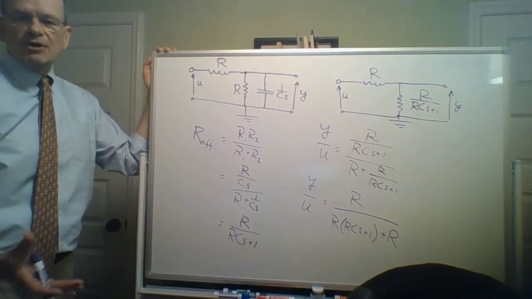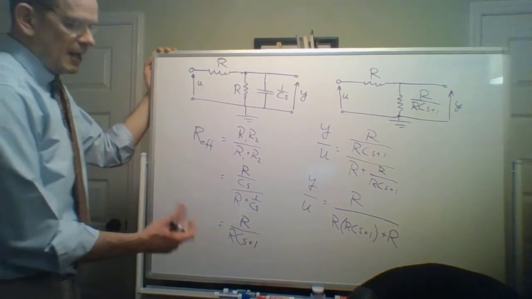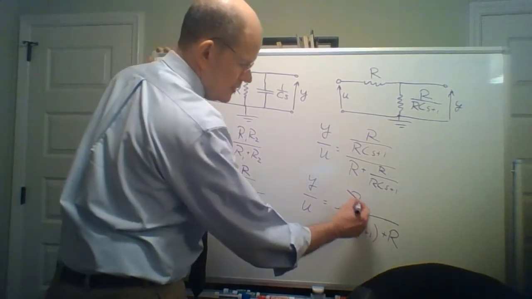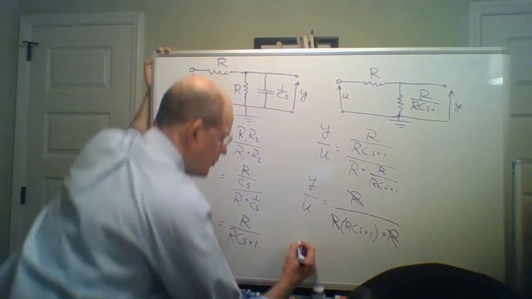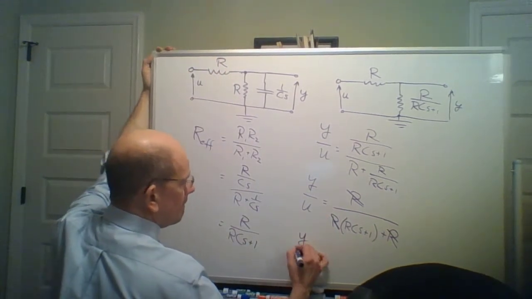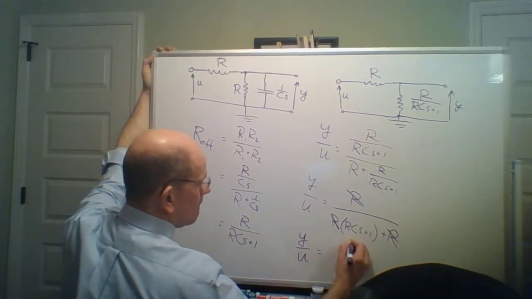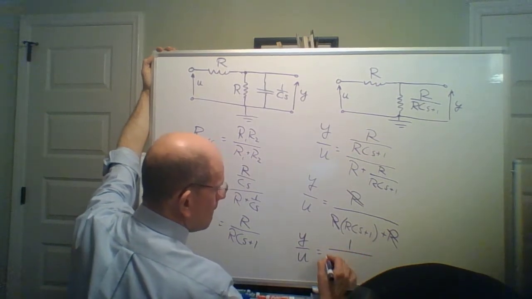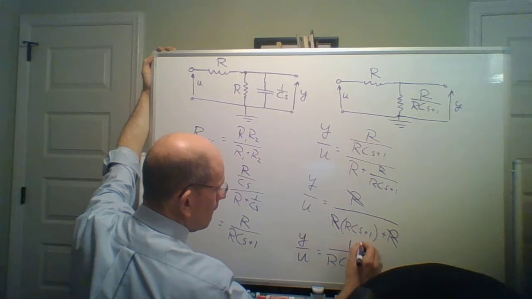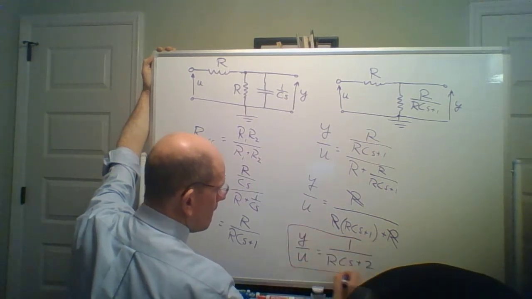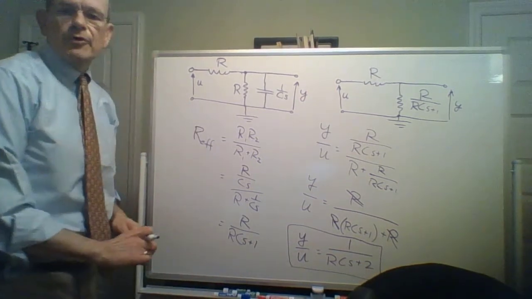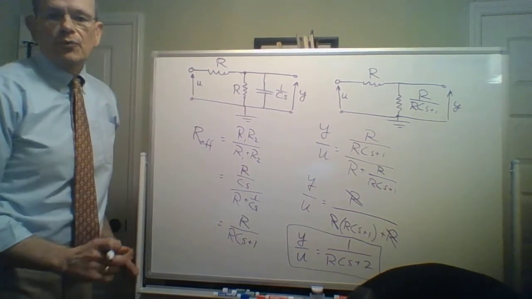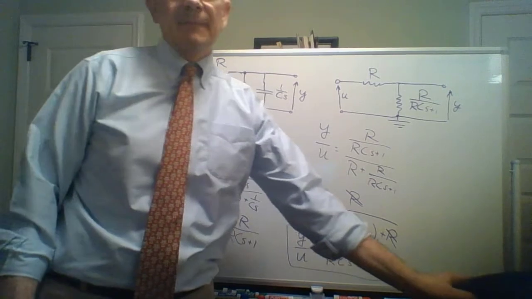and finally, I'm going to divide the top and bottom by R. So that will cancel out this R, and this R. And I end up with the transfer function Y over U is 1 over RCS plus 2.